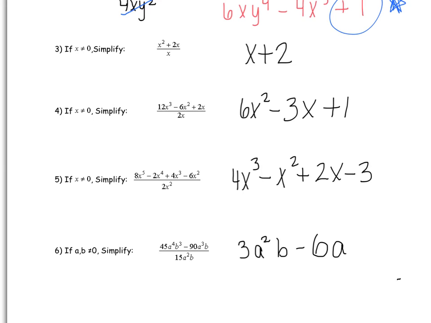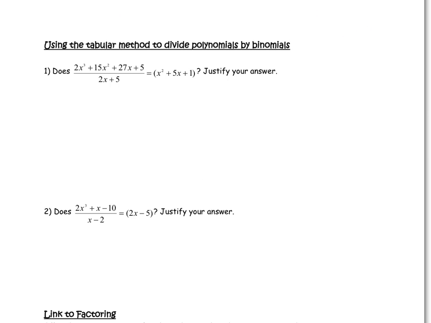If you have any trouble with 3 through 6, please circle them and we'll go over them tomorrow in class. Okay, example number 1 on the back says, does this fraction, when I take 2x to the third plus 15x squared plus 27x plus 5, and I divide it by 2x plus 5, do I get this? Now the directions say use the tabler method to divide the polynomials. You don't have to use the box method, that's what the tabler method is.